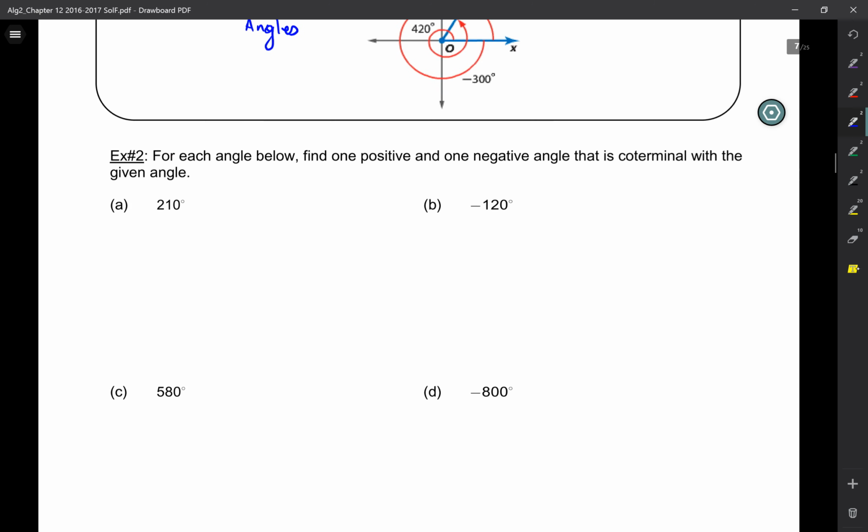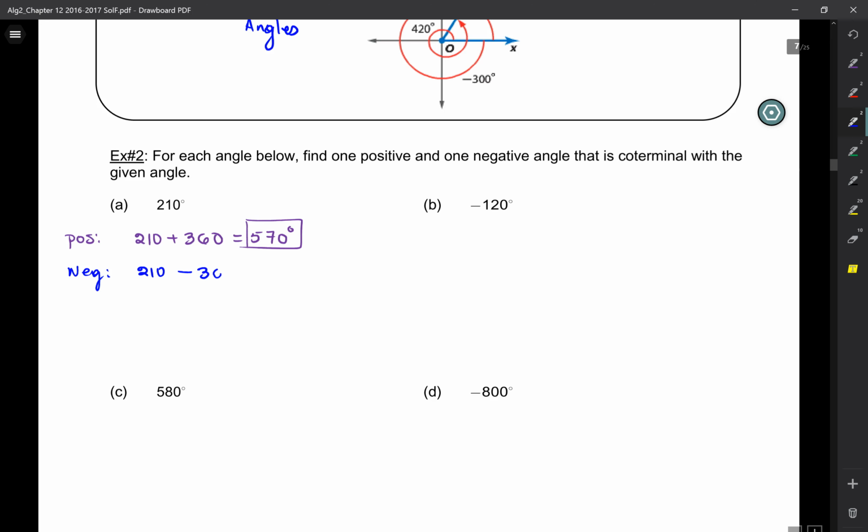So let's do a couple of examples. These are really a lot more straightforward than you might think. Here we need to find one positive and one negative angle that is coterminal. To find the positive one, I take 210 and add 360 degrees. That gives me 570, so that's the positive coterminal angle. To find the negative coterminal angle, I take 210 and subtract 360 degrees. What do I get? Negative 150.